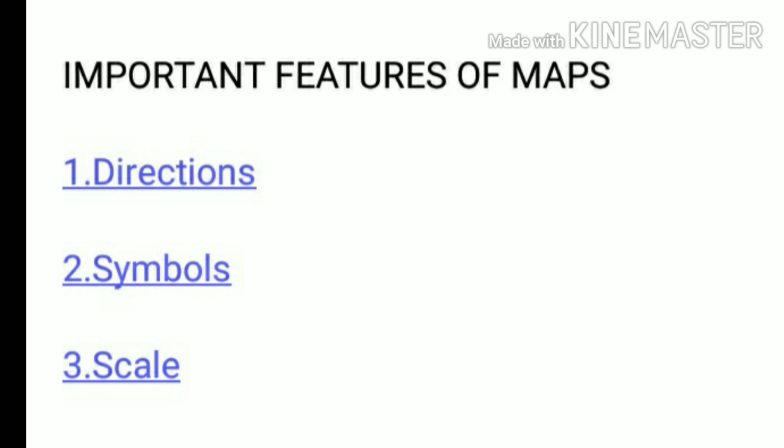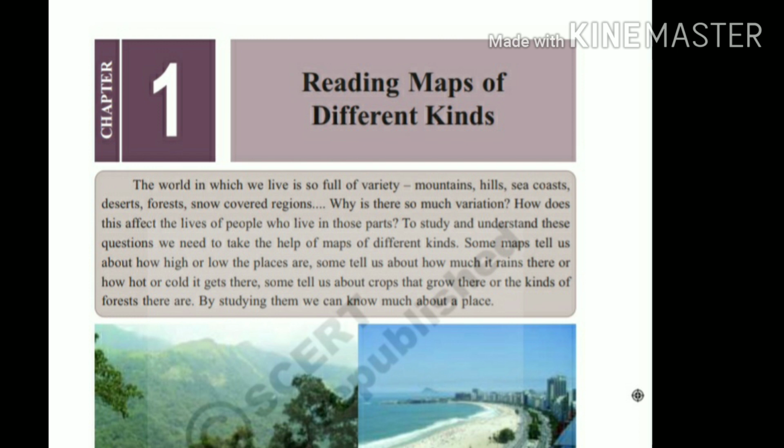Okay children, why is there so much variation? How does this affect the lives of people who live in these parts? To study and understand these questions, we need to take the help of maps of different kinds. Some tell us about how high or low the places are. Some tell about how much it rains, and whether it gets hot or cold there. Some tell us about crops that grow there or the kinds of forests there are. By studying them, we can know much about the place.